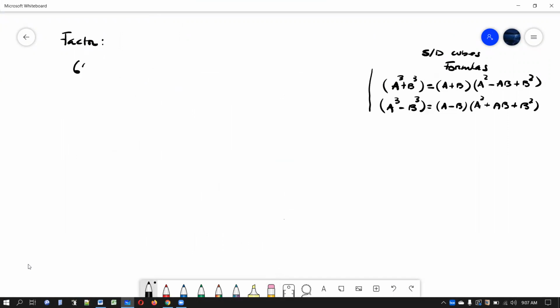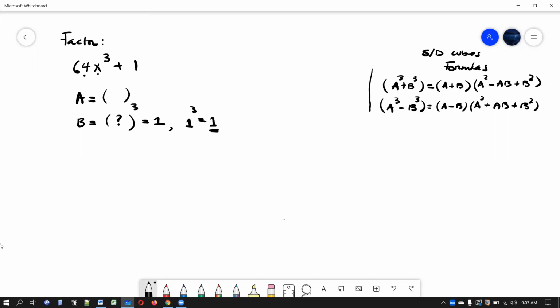And the question was 64x cubed plus 1. Same as before. I identify this as sum of cubes, and I need to find A and I need to find B. So B is easier. B is just a number. B is a number here that once I cube it, I get 1. So obviously it's 1 because 1 cubed is 1. So B is 1. How about A?